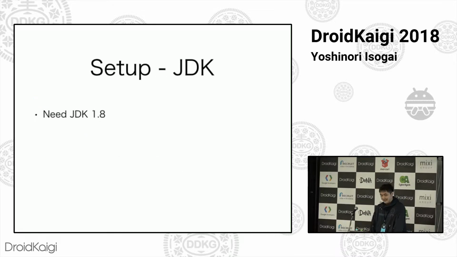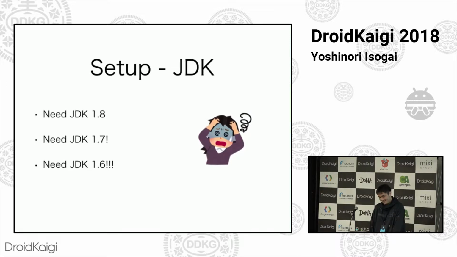The first setup is JDK. Kotlin requires JDK 1.8. Well, there's tons of space in the slide. You will know it. Kotlin requires JDK 1.7. Or more space. Kotlin requires JDK 1.6. Yes, you need to install 3 different versions of JDK. So I'm begging you, don't give up here. Please, don't give up.